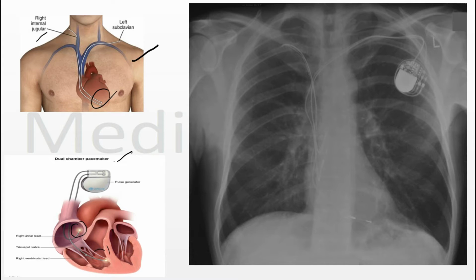Then as we discussed earlier, we can confirm the location of the pacemaker leads through the x-ray. In this, this is the device, and there are the probes going into the right atrium and also in the ventricles.